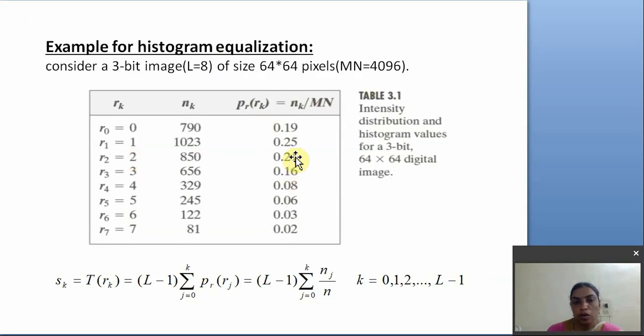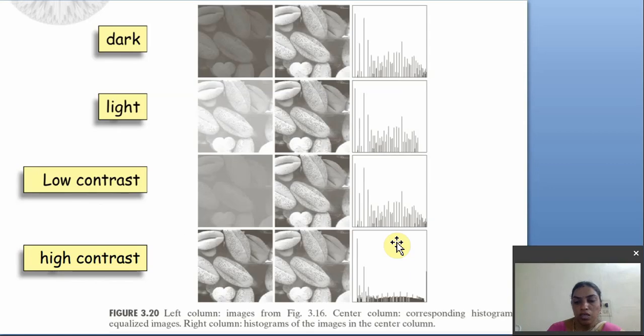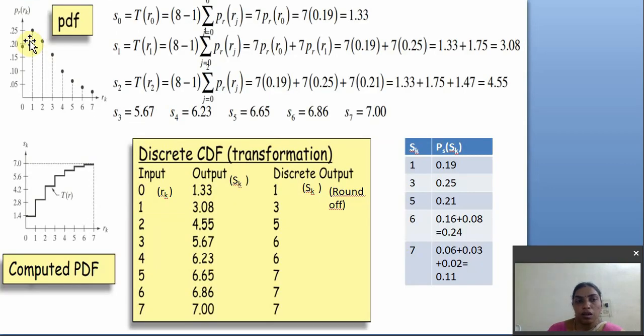For 2, 0.21. For 3, 0.16. Like that. So, here are different values of PR of Rk. With respect to the Rk, you just indicate in this graph. So, now draw the discrete lines like this. Okay, this is the discrete graph, the discrete nature graph.